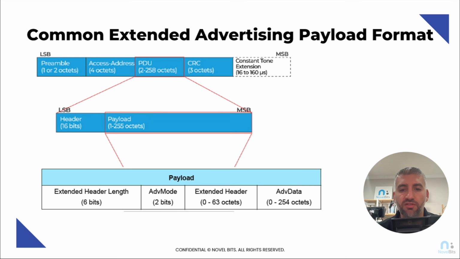It's not the same as legacy, where it's always 31 bytes that's available to us. In this case, the amount of bytes that are available to us in the advertising data field depends on the extended header and what that includes in it.